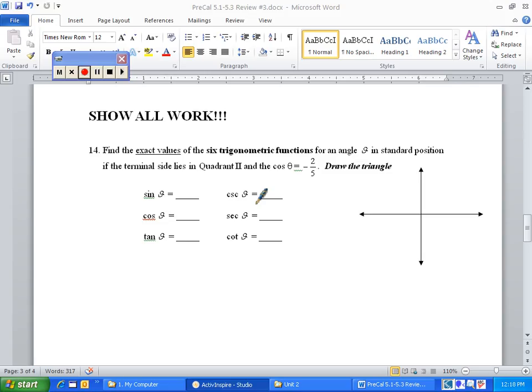Now, this is a 7-point question. 6 points for all of these answers, and then 1 point for the work. So if you mess up the work, you could really mess up everything else. So really, really watch what you're doing. Okay, make sure you label everything as well. The triangle really helps.